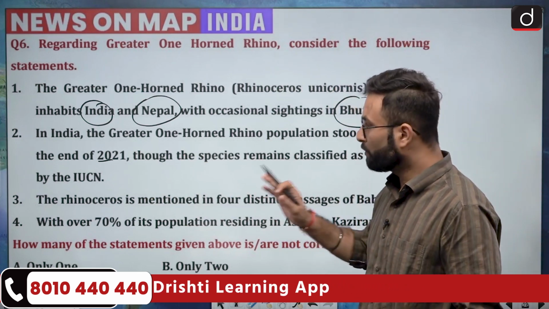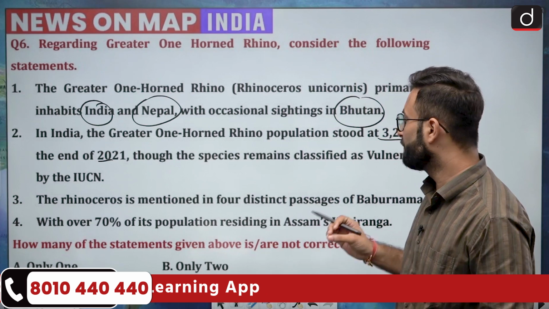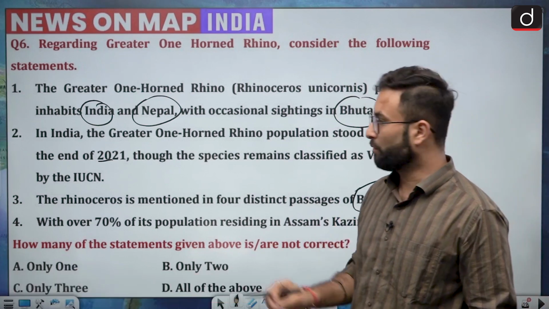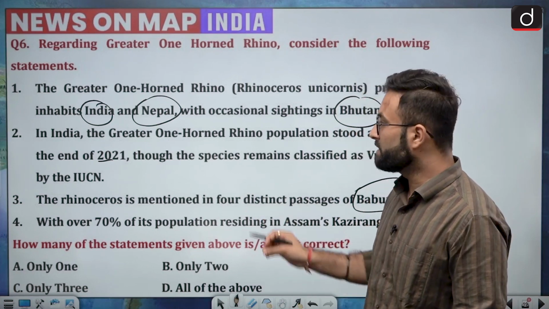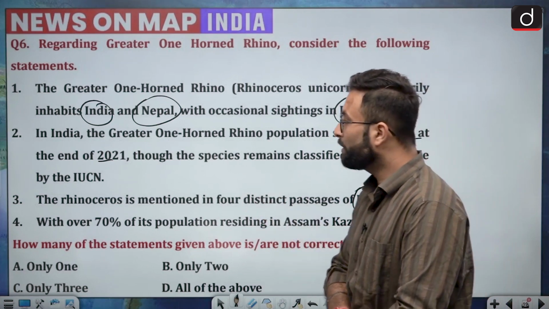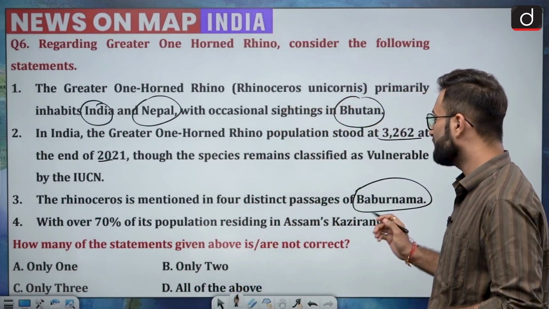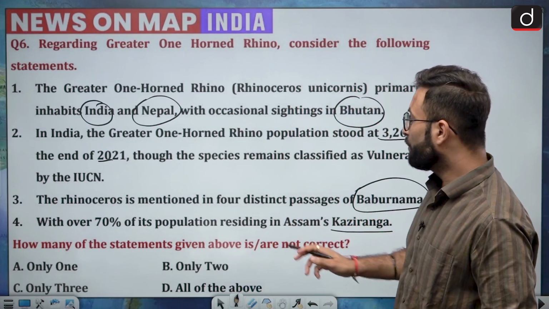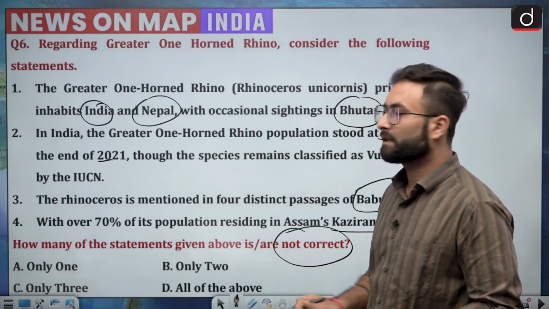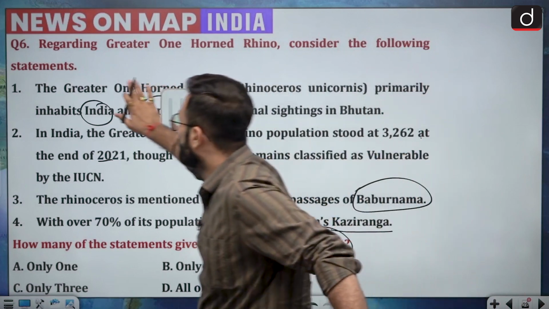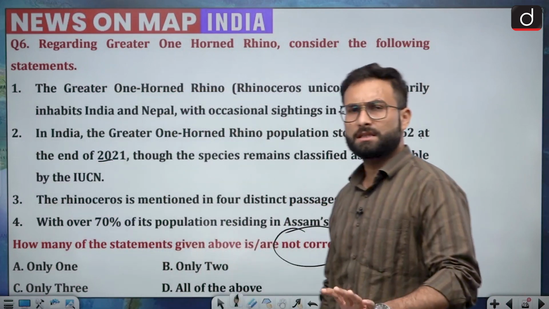Now coming to the third one, the rhinoceros is mentioned in 4 distinct passages of the Babar Nama. Babar Nama was a book in which these rhinoceros are mentioned. Coming to the next one, with over 70% of its population residing in Assam's Kaziranga. Now you have to choose the incorrect statements. If we talk about statement 1, which talks about India, Nepal and Bhutan, this is a correct statement.